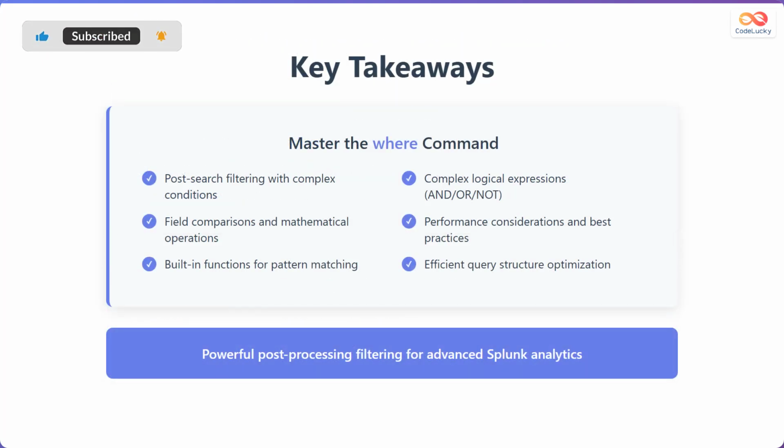Let's summarize the key capabilities that make the where command indispensable for Splunk analytics. The where command excels at post-search filtering with complex conditions that go beyond basic text matching. Field comparisons and mathematical operations enable sophisticated data analysis and relationship discovery. Built-in functions for pattern matching, including like, match and cidrmatch, provide powerful text and network analysis capabilities. Complex logical expressions using and, or, and not operators, combined with parentheses for grouping, create precise filtering logic.